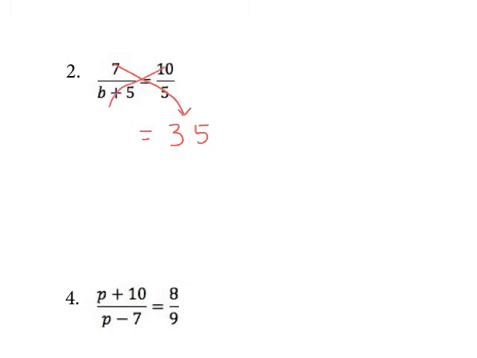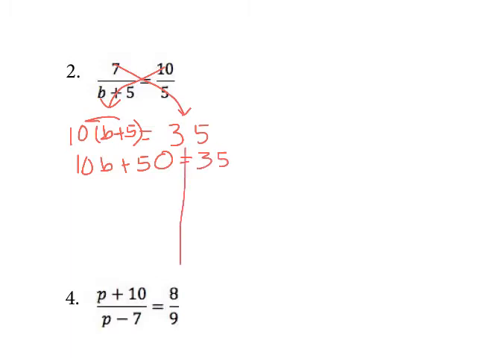So I'm going to do 10 times b plus 5. Okay, because I have to remember that that's not just 10b plus 5. I'm really distributing that 10 into both of those terms. So it's going to be 10b plus 50. So 10b plus 50 equals 35. And then from there, I solve.